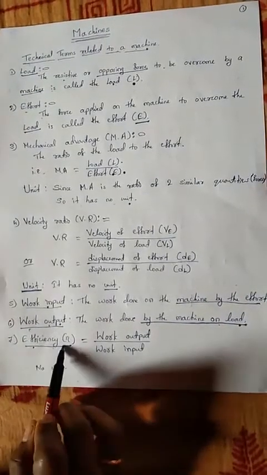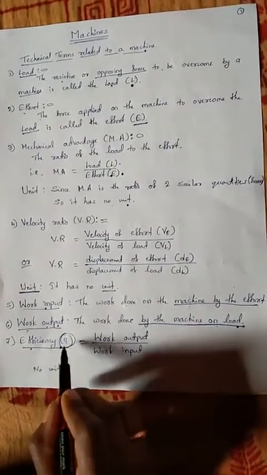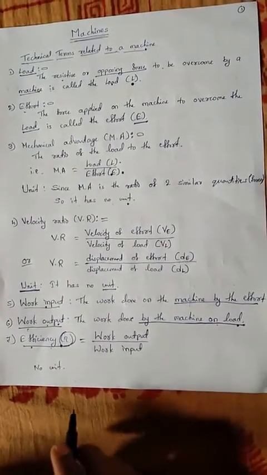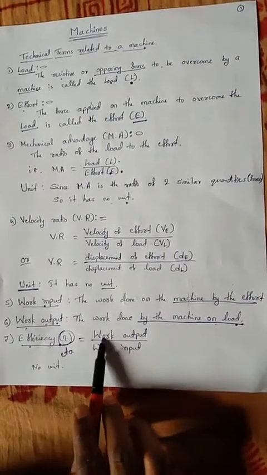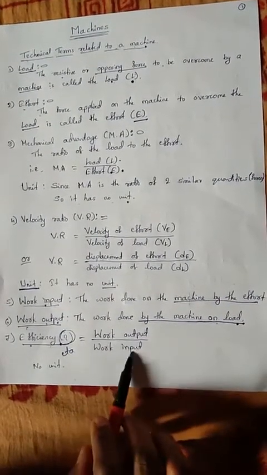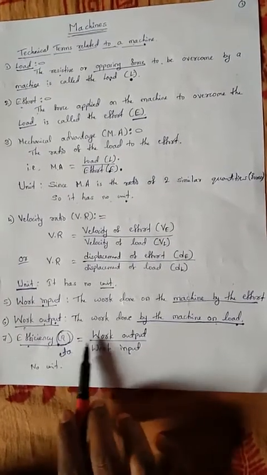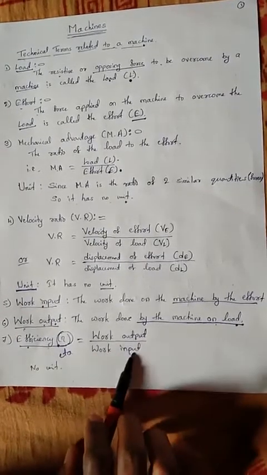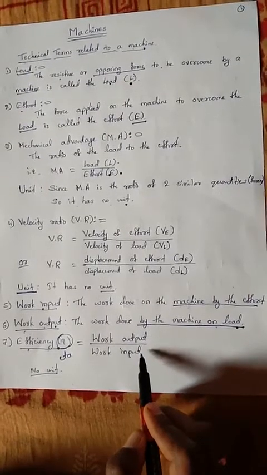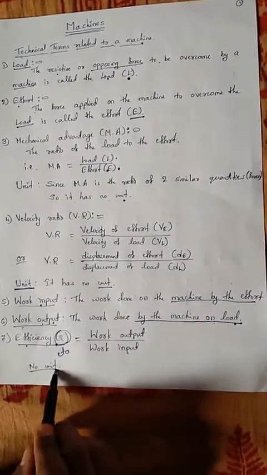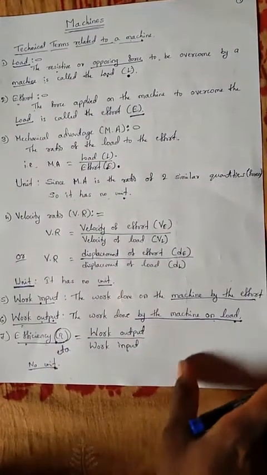The last term is efficiency, denoted by the symbol eta. Eta is the ratio of work output to the work input, and it is called efficiency. Efficiency eta is equal to work output by work input. Here also the ratio of two similar quantities is there, so it also has no unit. This is about the technical terms related to machines.